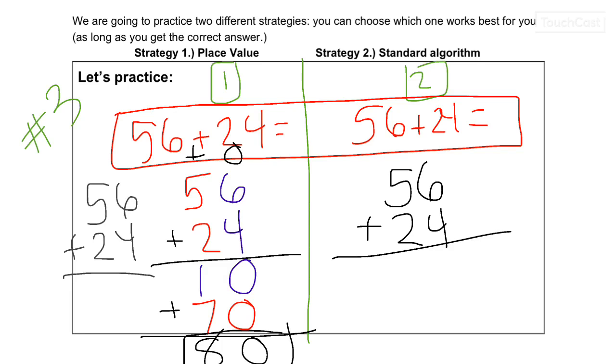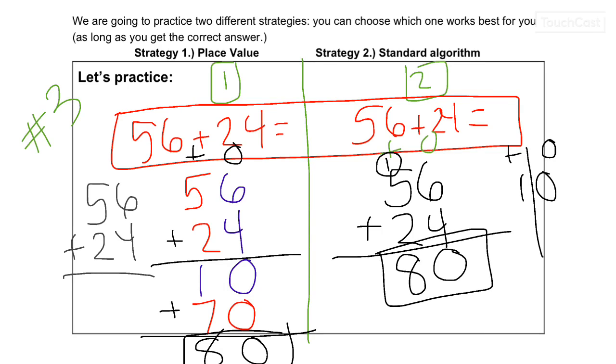So we always start in the ones place. 6 plus 4 is 10. Remember, the number 10 has a 0 in the ones, and the 1 goes in the tens place. So let's follow that. The 0 goes here. The 1 goes up here to be regrouped. I'm going to circle it so I don't forget. And then 5 plus 1 is 6. 6 plus 2 is 8. Yay, we got the same answer.